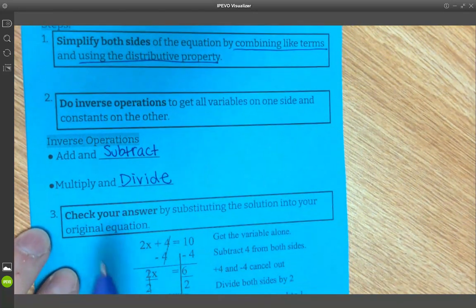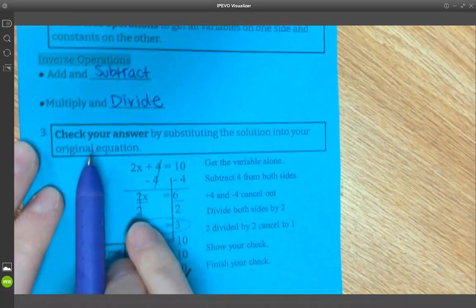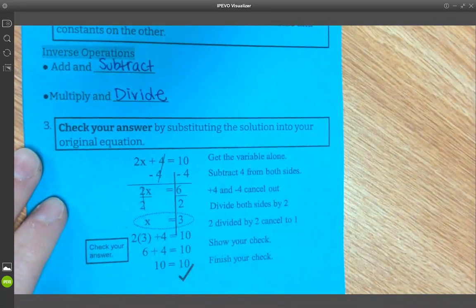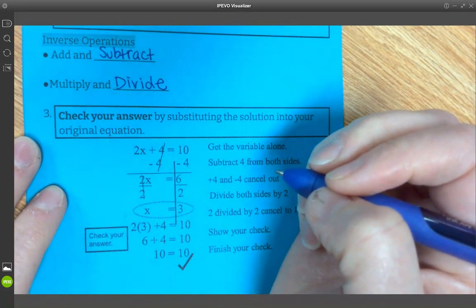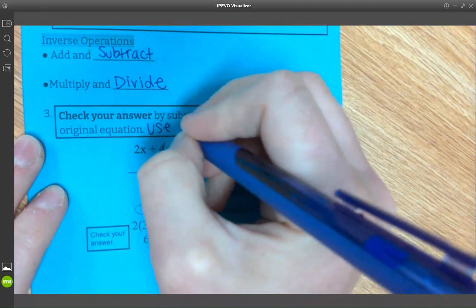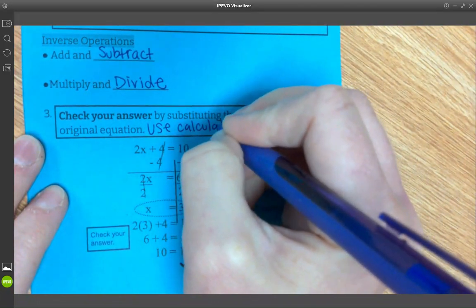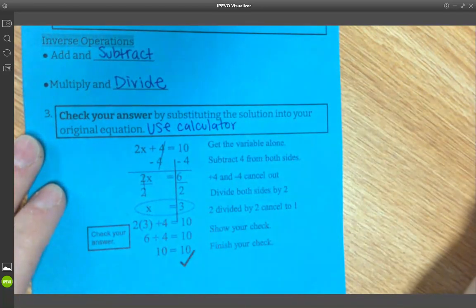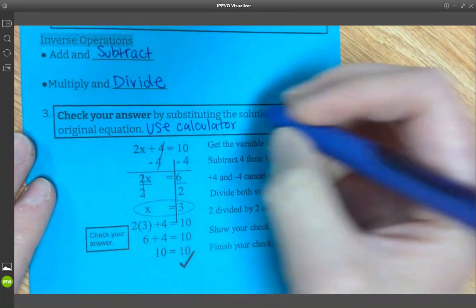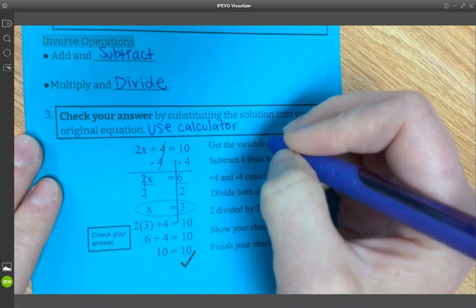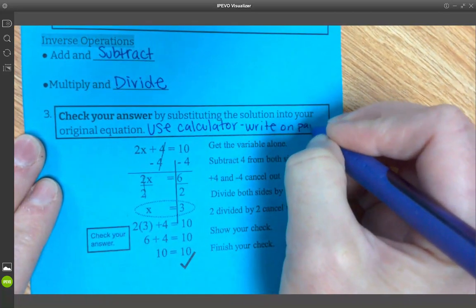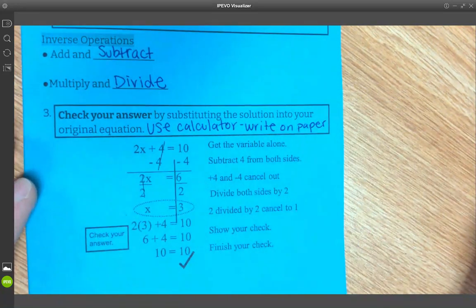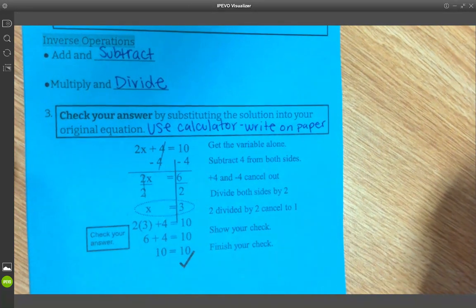The last step, after you get x all by itself, you're going to check your answer by substituting the solution into your original equation. You do have to show this on your paper to get credit. So you can use the calculator, but it is part of your assignment, so you do have to show what you put in the calculator. Write on paper. Whenever I say write on paper, just write down what you're putting in the calculator that shows you're checking your work.